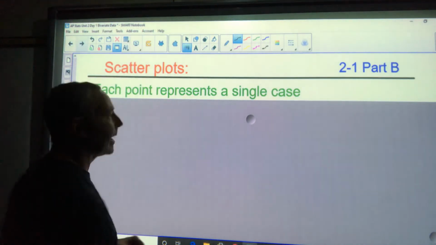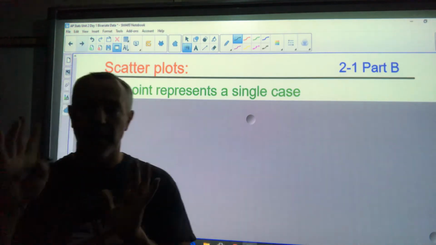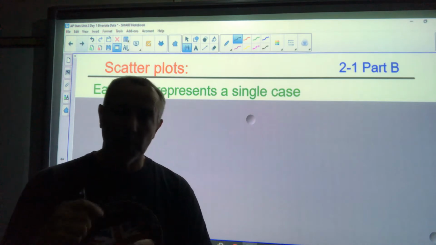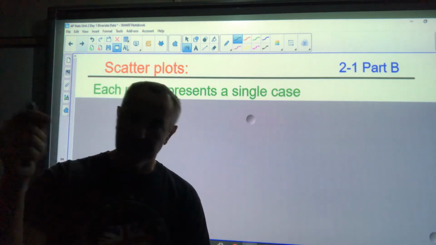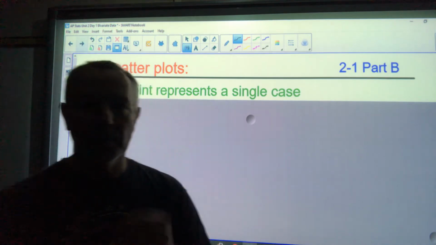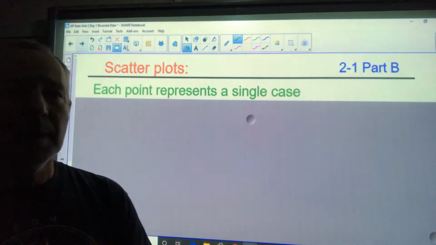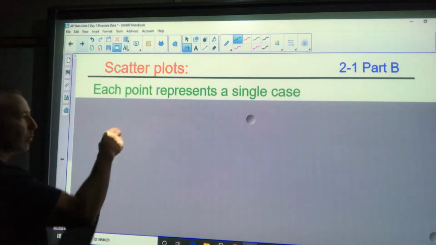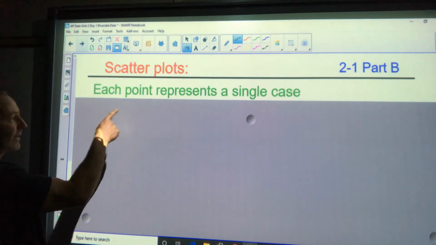Now, the scatter plots that we're going to be using, we did that in class already. We have two variables, bivariate data. So one will go on the x-axis, one on the y, and each point will represent an x and a y combination. So that x and that y goes with one single case or one person or one element. Each point represents a single case. That's our first thing with scatter plots.